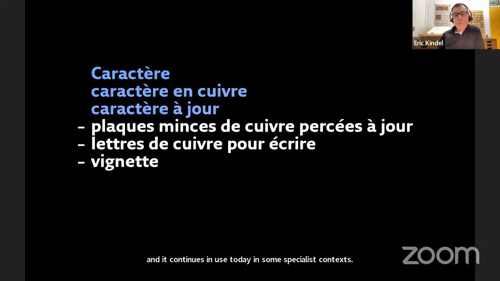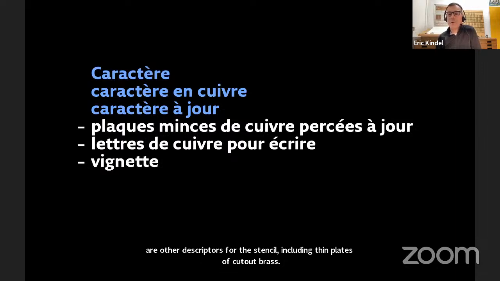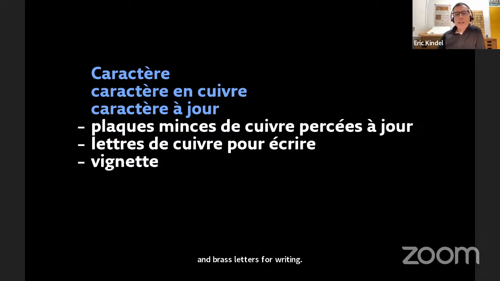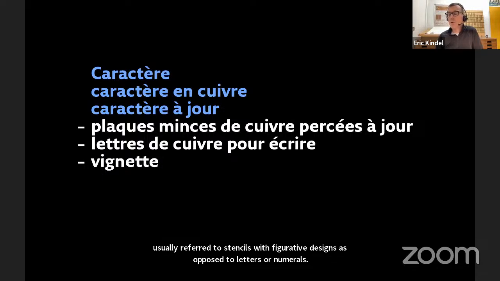Here are other descriptors for the stencil, including thin plates of cutout brass and brass letters for writing. The latter indicating that stenciling was sometimes thought of as writing rather than printing, though elsewhere and more often it was referred to as printing, and that stencil letters imitated printing types. Vignette usually referred to stencils with figurative designs as opposed to letters or numerals for which caractère was used.